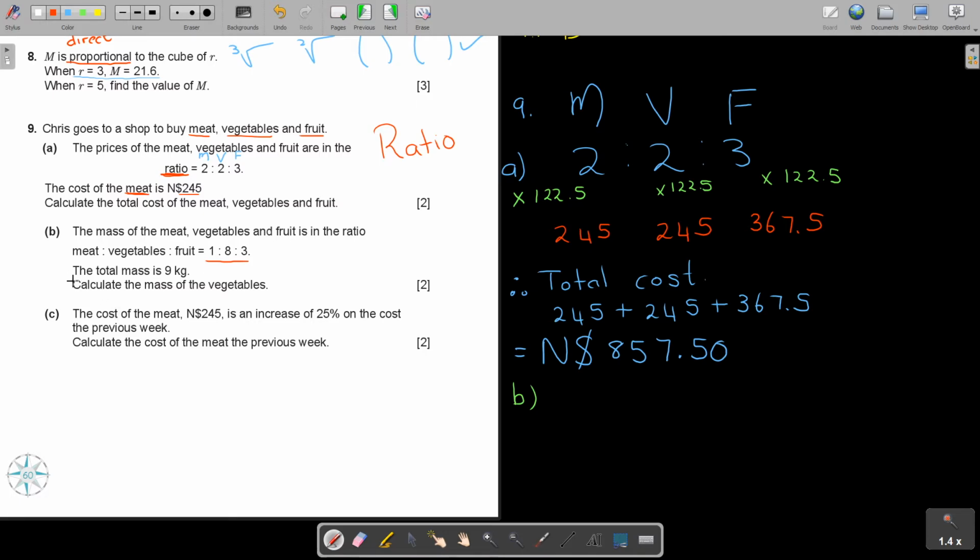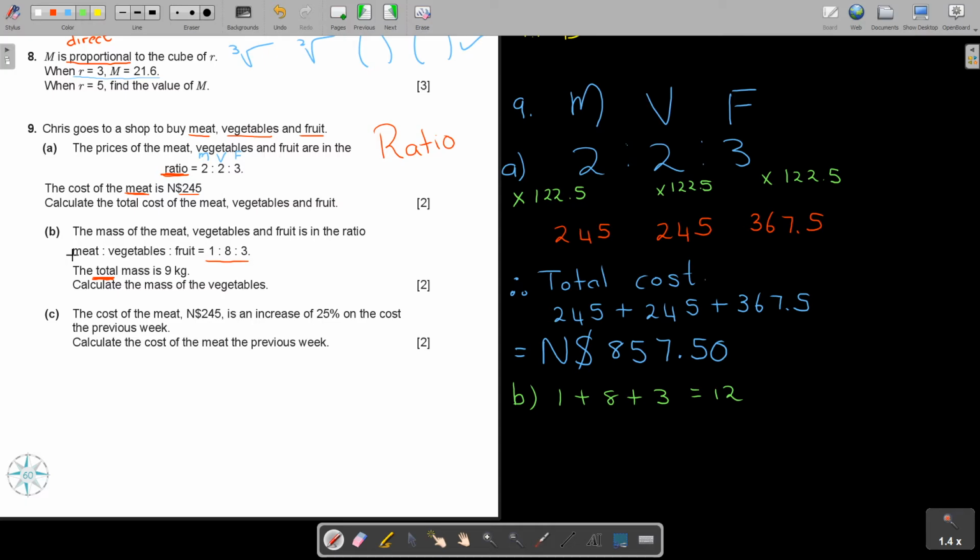Okay. The total mass is 9 kilogram. Calculate the mass of vegetables. Okay, now did you see the total? Oh, this is nice. That's the dividing by a given ratio. This was one of the outcomes. So, okay, I'm going to start again, and I'm going to say, okay, if I want to divide in a ratio, I'm just first going to add it up. So I first add up that ratios. And what am I getting? 12.